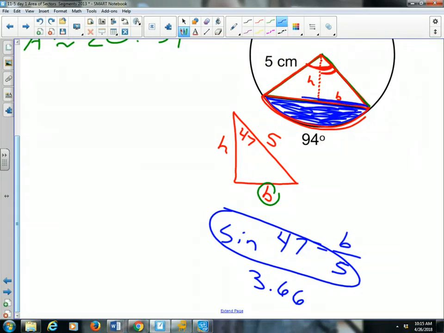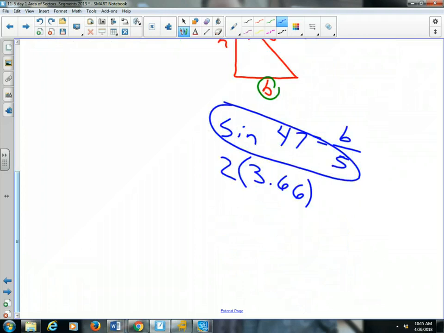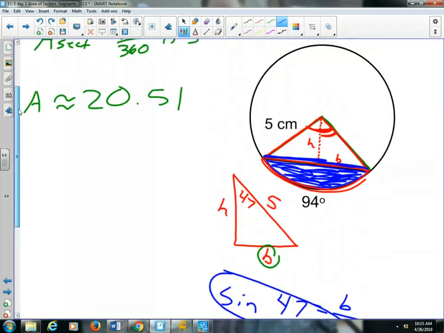So the base of the whole triangle is twice as much as the 3.66. So let's double it, multiply it by 2. So 3.66 times 2, the base is 7.31. All right, now we also have to find the height of the triangle.